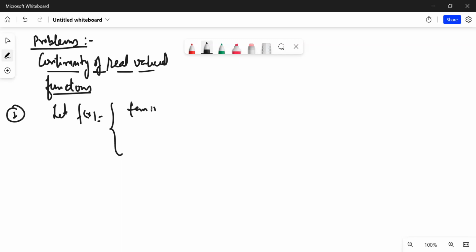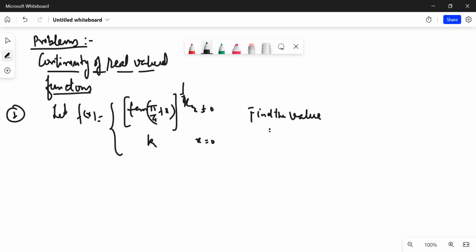tan of (pi by 4 plus x) raised to power 1 upon x for all x not equal to 0, and at x equal to 0, it is given to be equal to k. Find the value of k for which f(x) is continuous.